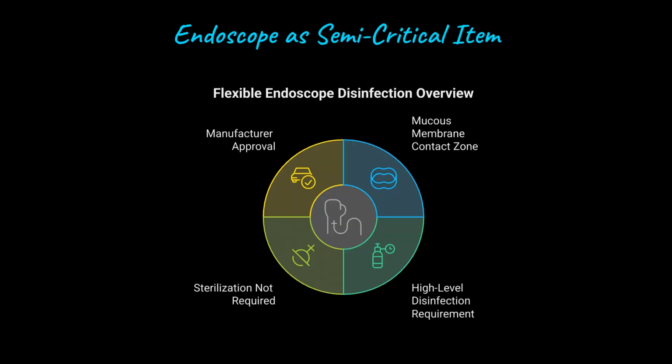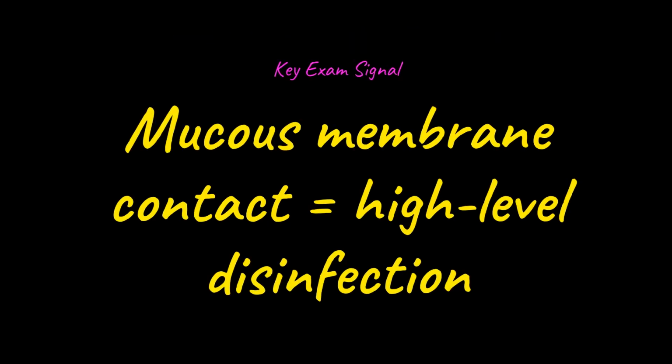Flexible endoscopes are the classic semi-critical example. Because they contact mucous membranes but cannot withstand autoclave temperatures, high-level disinfection is both the required and the appropriate standard. Using low-level disinfection on an endoscope is an infection control violation. When an exam question describes a device touching mucous membranes, that is your signal for the semi-critical category. High-level disinfection required, not sterilization, not low-level disinfection.